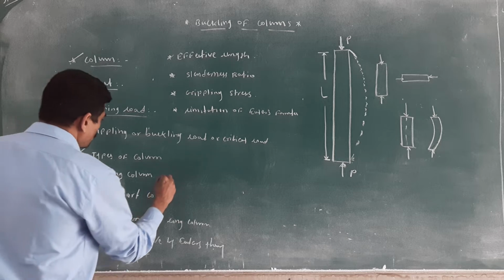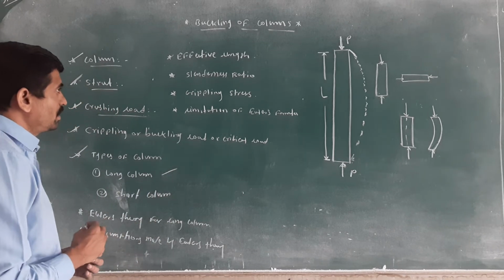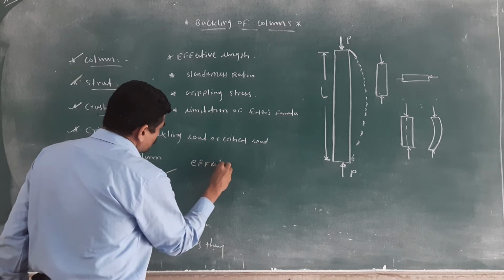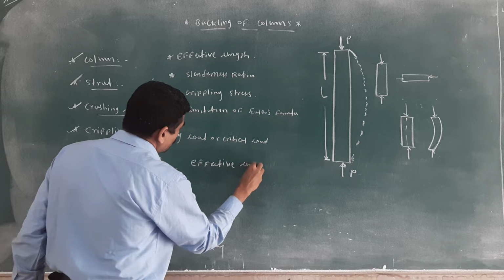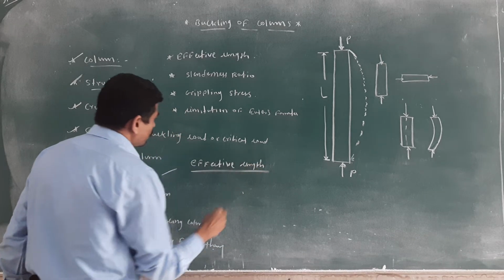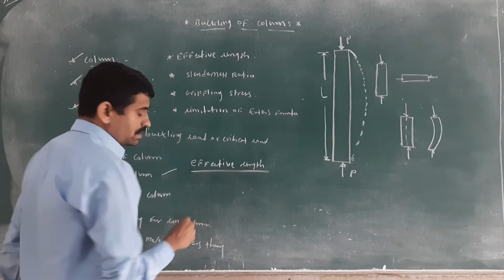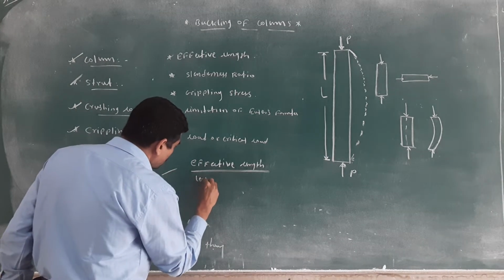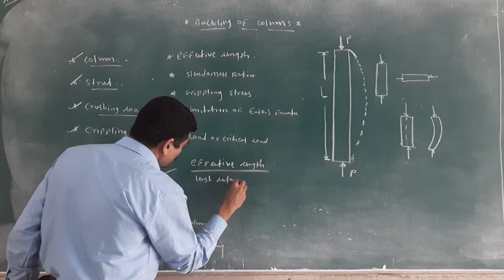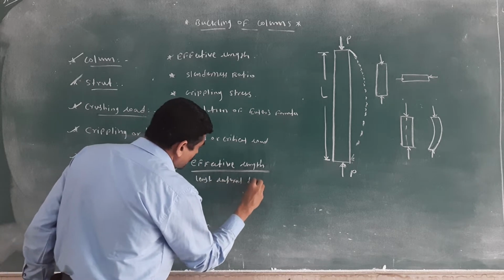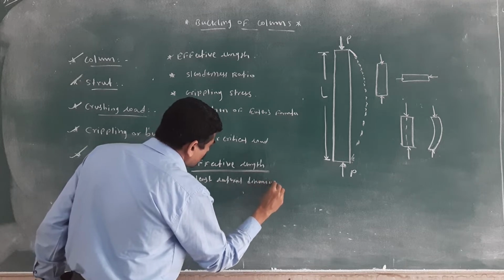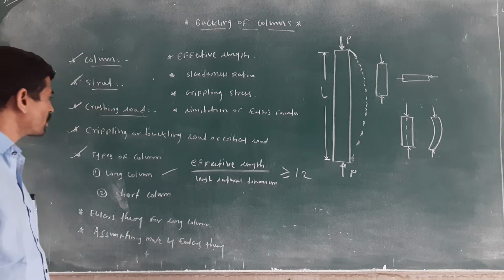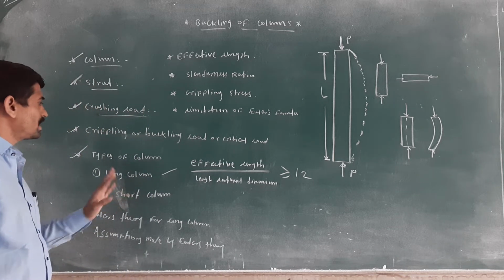What is the long column? A long column is nothing but a column where the ratio of effective length to the least lateral dimension is greater than or equal to 12. Greater than or equal to 12 is known as a long column.